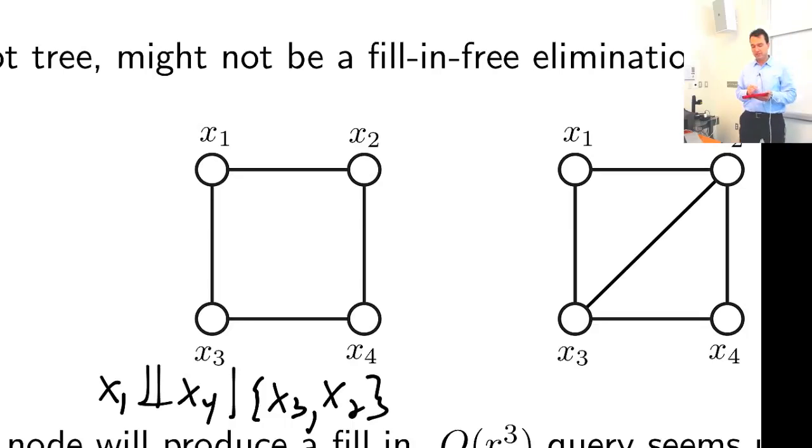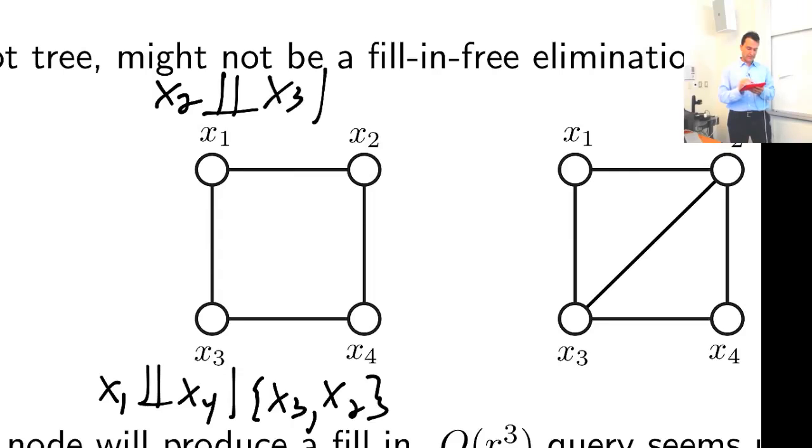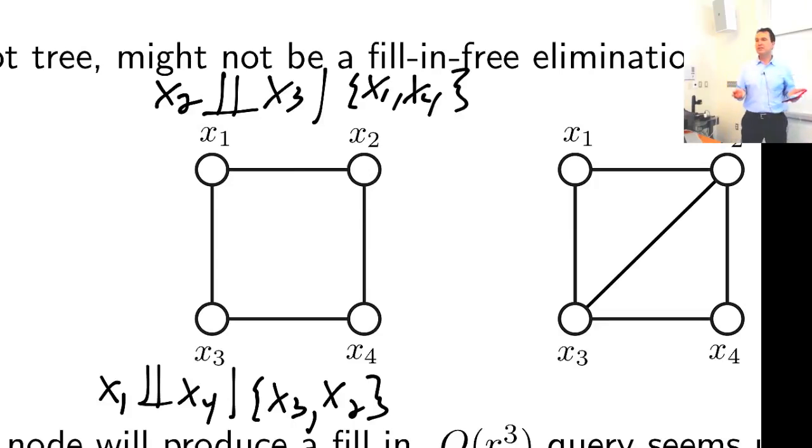Right, this is like a separation property, but you can get this from factorization as well. So saying if I'm conditioning on x3 and x2, x1 and x4 are independent. The other thing that this is saying is that x2 is independent of x3 given x1 and x4. But there are no other conditional independence statements being made in this graph.